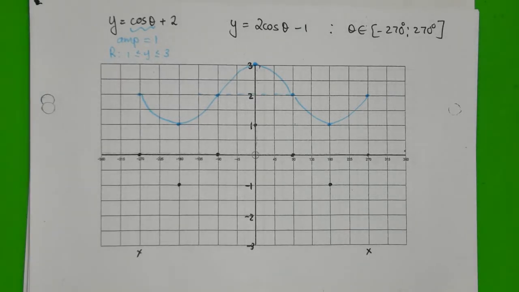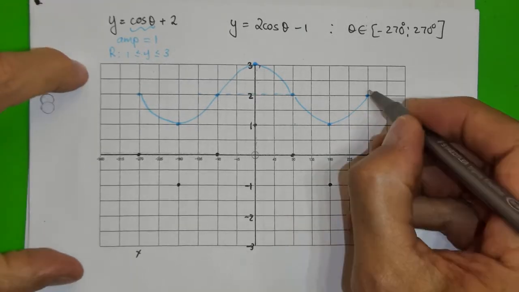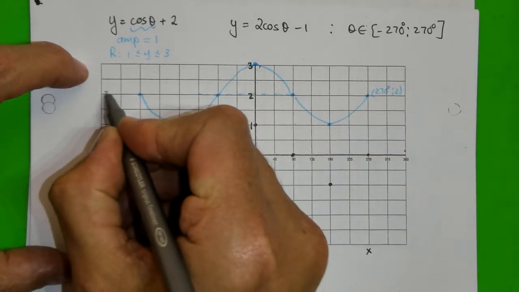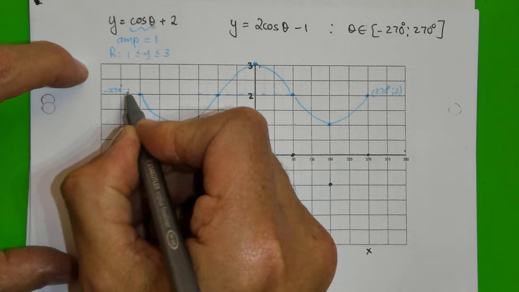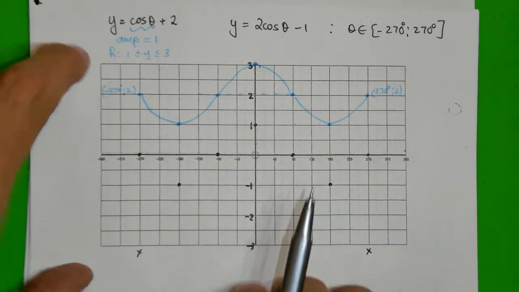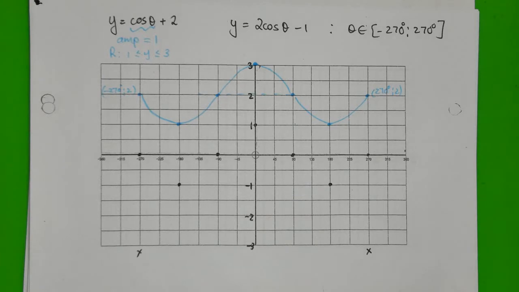That's my first curve. Now remember your entry and exit points. This is 270 and 2. This is minus 270 and 2. And your turning points are neatly placed where they intersect. Sorry, so let's go for the next one.